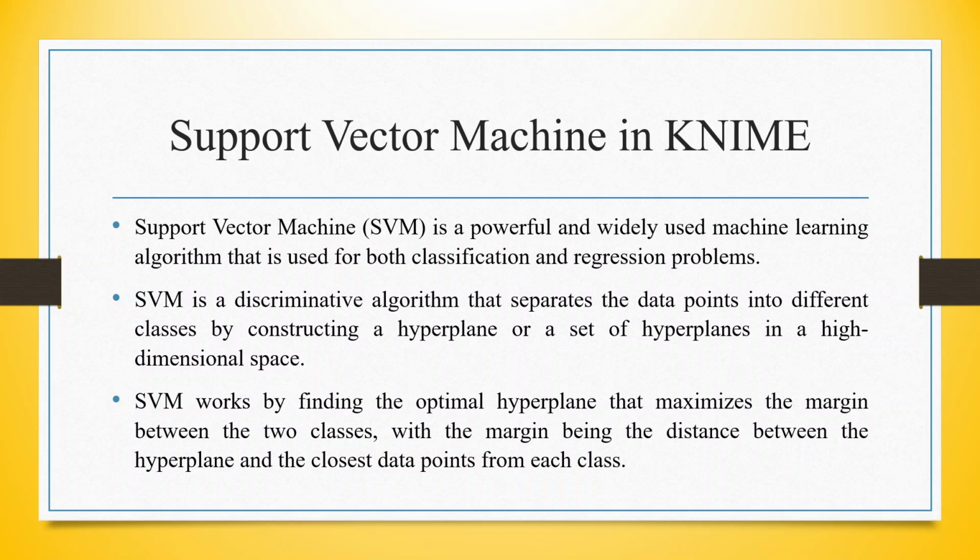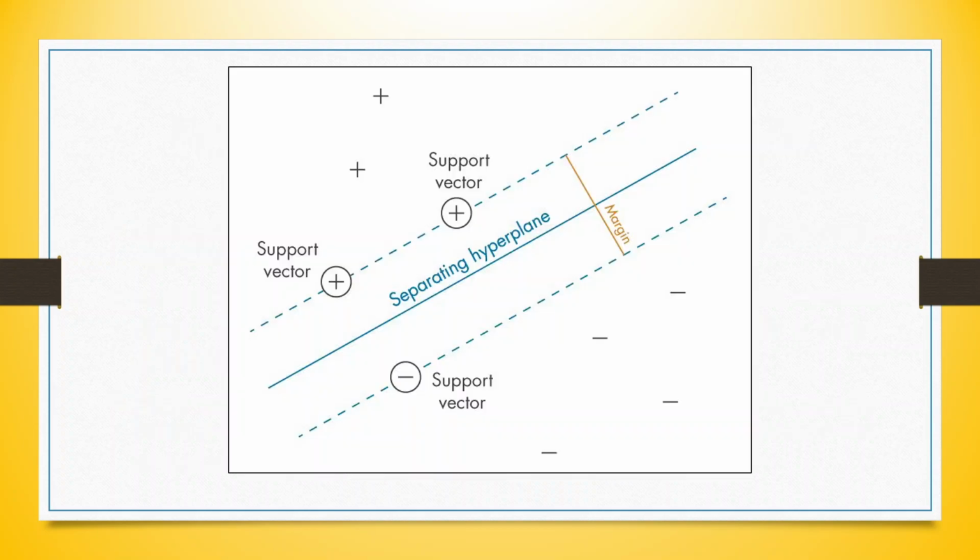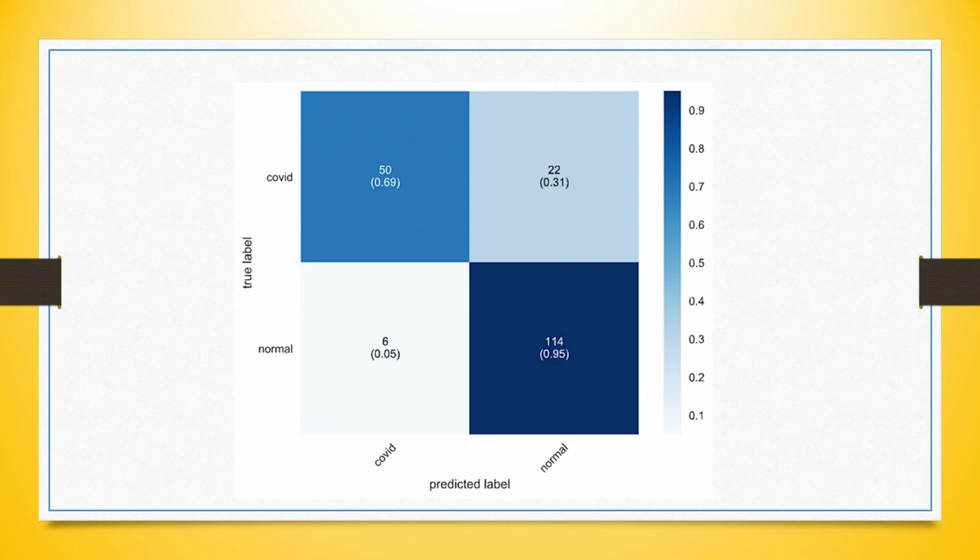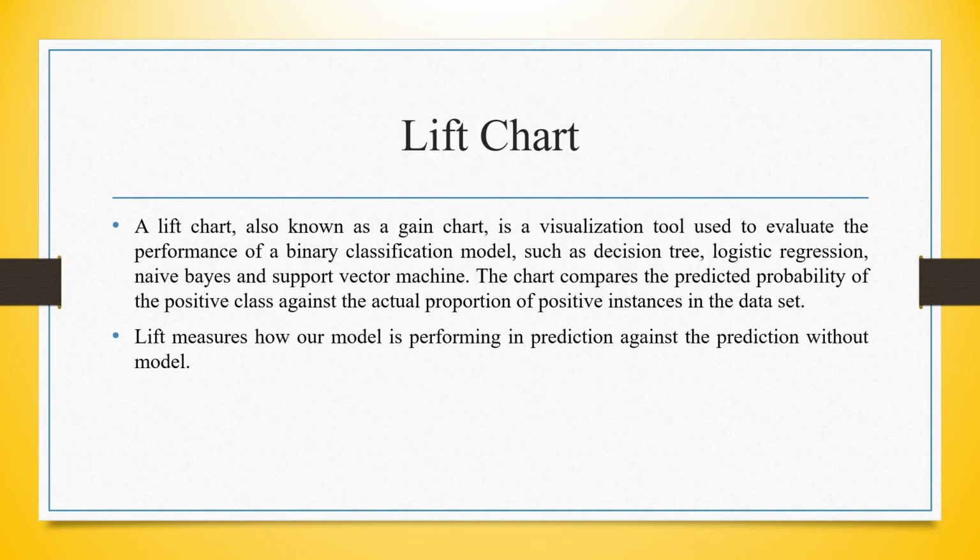Support vector machine works by finding the optimal hyperplane that maximizes the margin between the two classes, with the margin being the distance between the hyperplane and the closest data points from each class. I've already explained the theory in my previous video, what is a hyperplane, what is a support vector, and what is a margin. Kindly refer to my previous videos. We have also discussed the confusion matrix on the basis of which we assess the classification accuracy of the model.